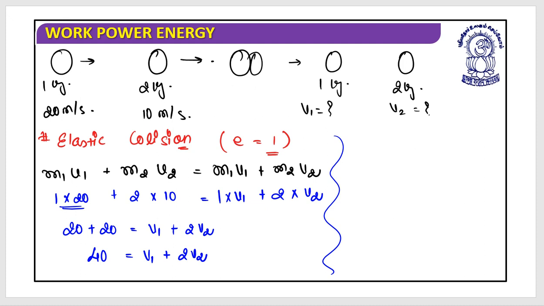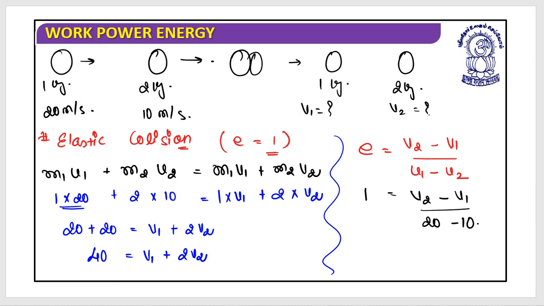Great. Now one more relation: e equals velocity of separation, v2 minus v1, divided by velocity of approach, u1 minus u2. For elastic collision, this equals 1. I don't know v2 minus v1, but I know u1 and u2 both, so v2 minus v1 equals 20 minus 10, which is 10. Let's say this is relation number 2 and the earlier one is relation number 1.